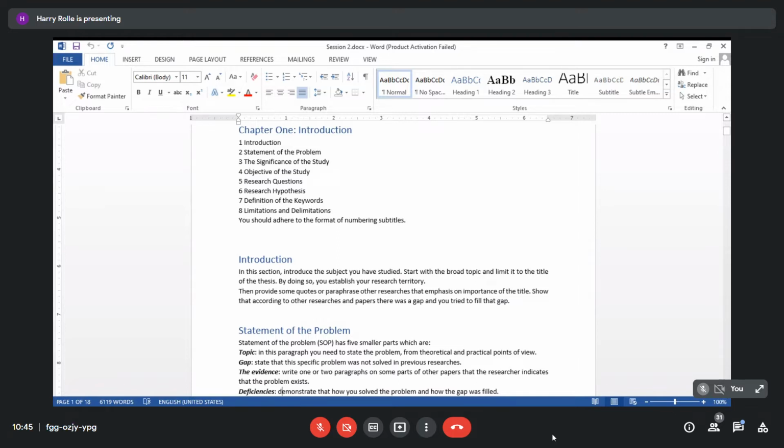So kung mapapansin nyo, naalala nyo, ano daw ba ibig sabihin ng gaps? Anyone? Ano daw ibig sabihin ng gaps when we talk about research?